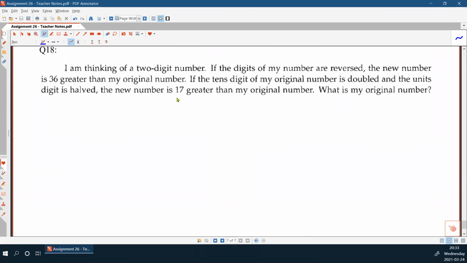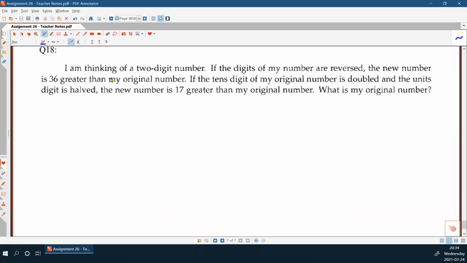Okay, so here we know I'm thinking of a two-digit number. If the digits of any number are reversed, the new number is 36 greater than my original number. If the tens digit of my original number is doubled and the units digit is halved, the new number is 17 greater than my original number. What is my original number?